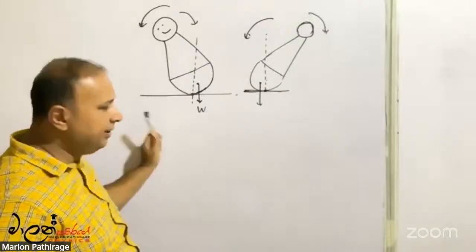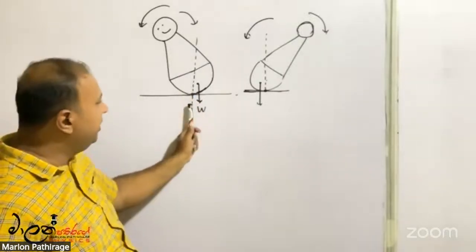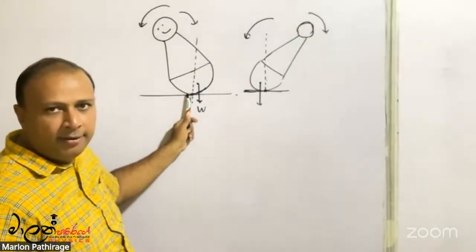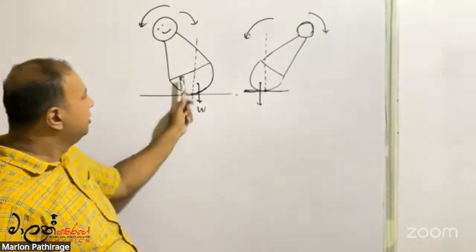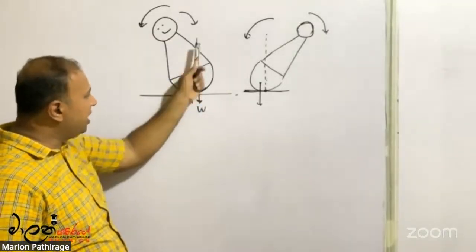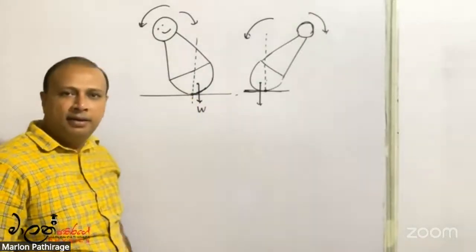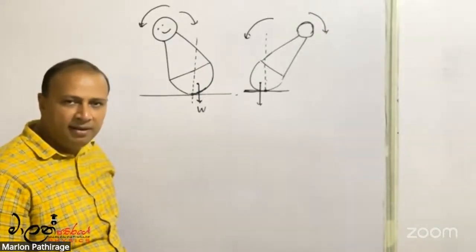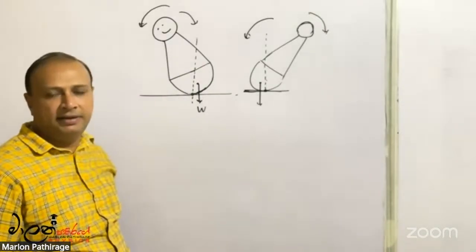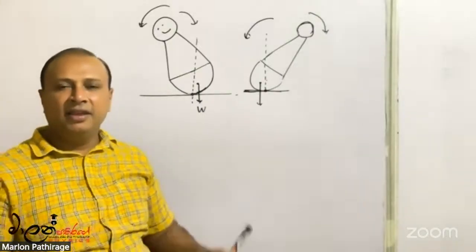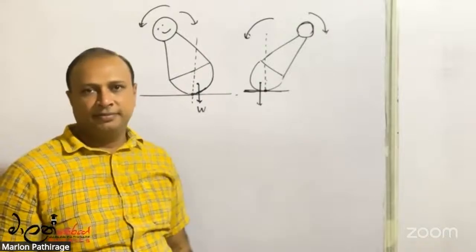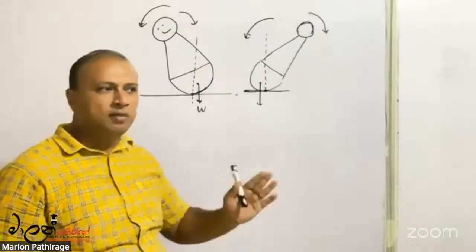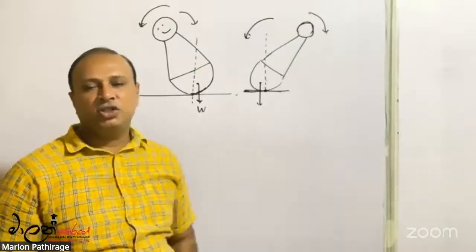There are two forces: one is the weight and the other is the reaction force. So if you take moment about this point, these two forces, that means the reaction force and the weight, if the reaction force and the weight are in the same vertical line, definitely they will not create a resultant moment. If so, this object remains at the same position.